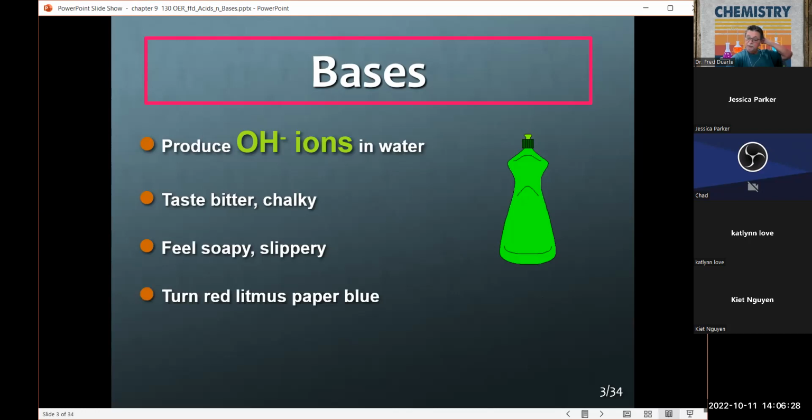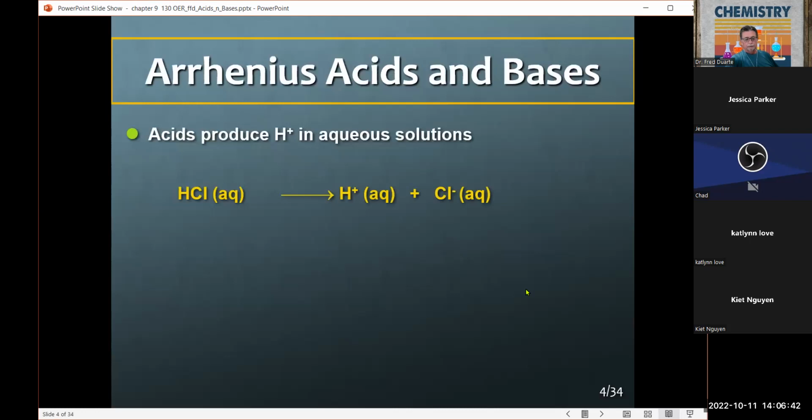Now, with respect to the litmus paper test, like I said, there's blue and red. So if you take red litmus paper and it changes to blue, then you have a basic solution. All right, so here's the first definition. Like I said, there are two definitions of an acid and a base. They both have a sort of common definition for an acid. They're saying the same thing, just presenting it in a different kind of way.